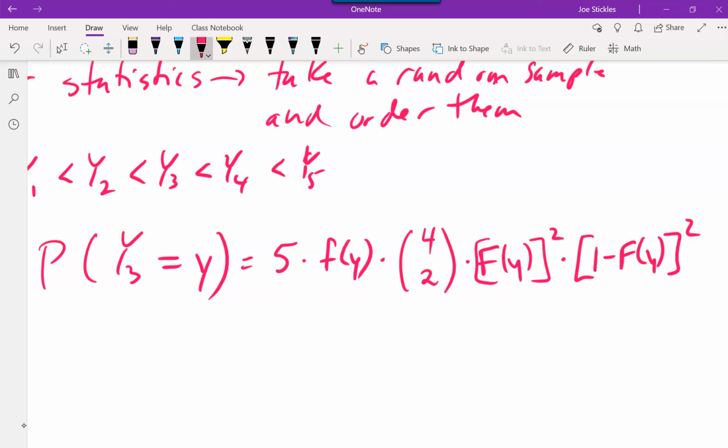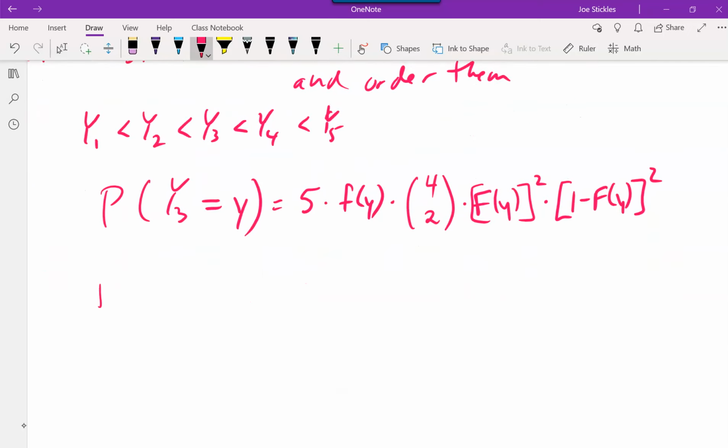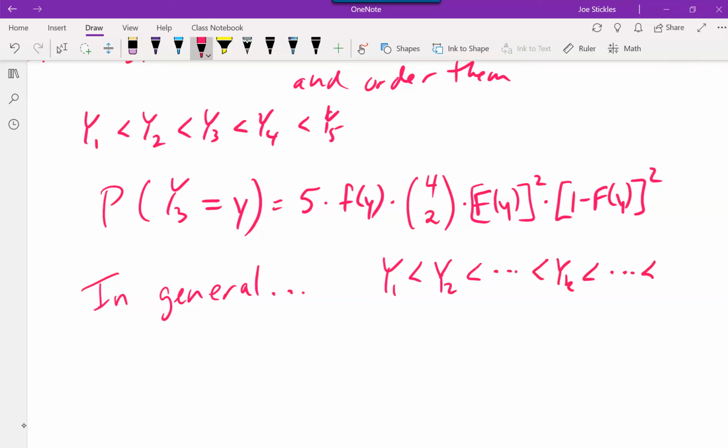Okay? So if I wanted to do this generally, it's not a pretty formula, but it is what it is. Okay? And it also uses ideas that we've talked about earlier in the semester.